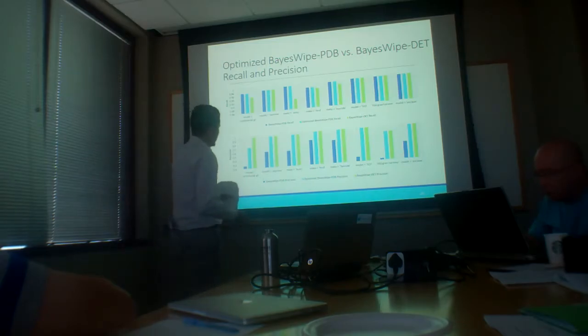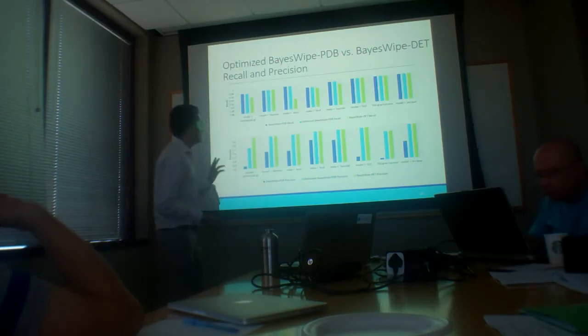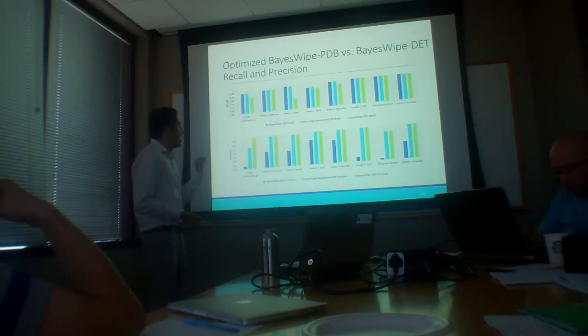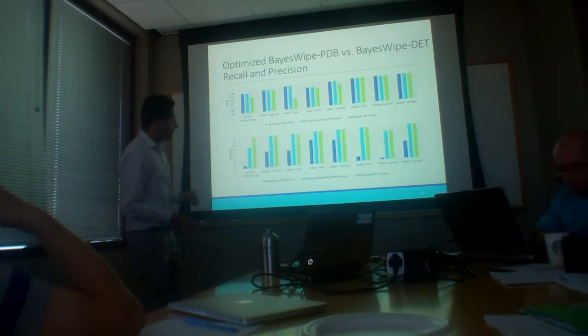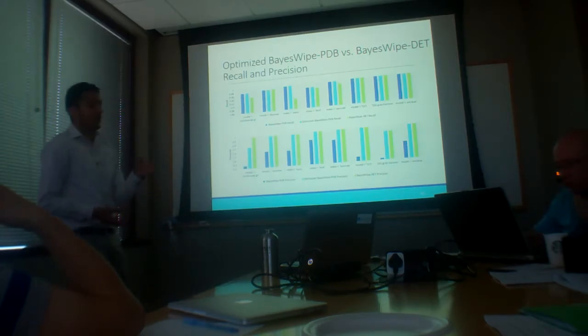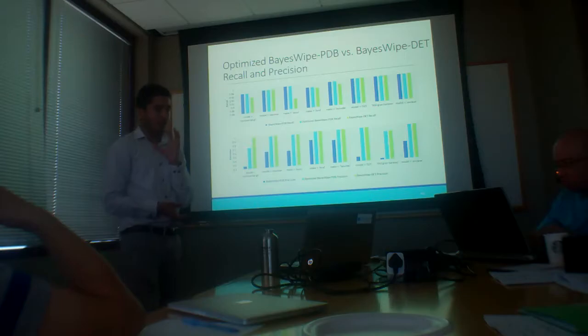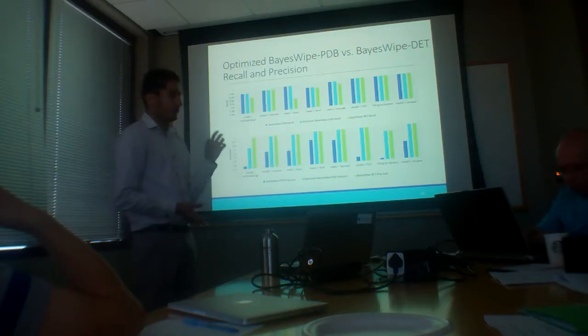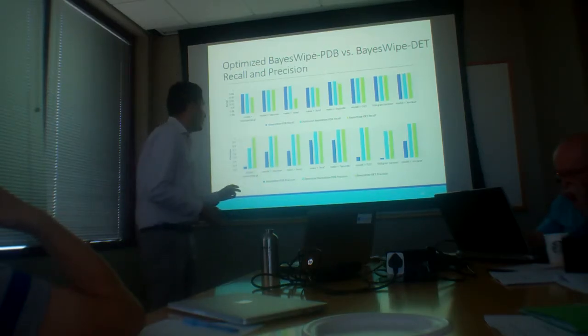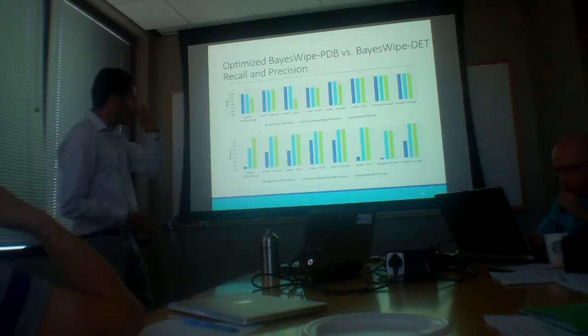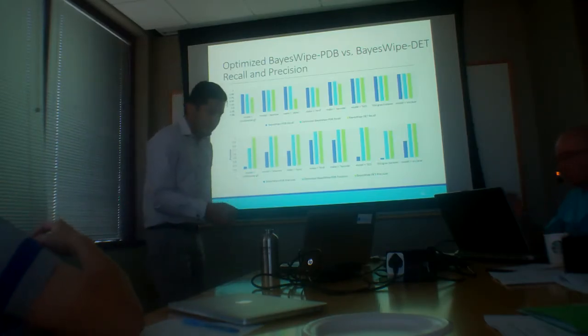This blue line here shows the base-wise PDB without optimization. The other sky blue line shows the optimized base-wise PDB, that is optimized after performing the pre-pruning of the base-wise PDB, and then the last line shows the base-wise DET.